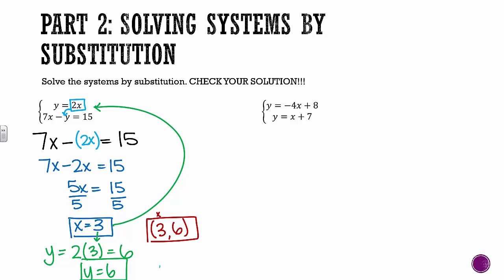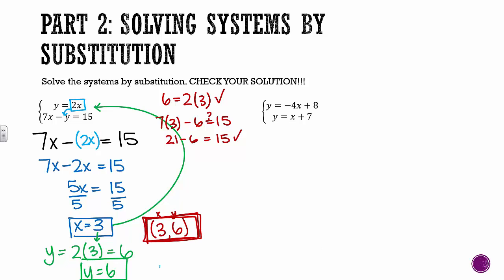Remember, this is our answer for y and this is our answer for x. Now it should work in both equations. If we plug it in the first one, does 6 equal 2 times 3? It definitely does. Second one's a little harder. We'll do 7 times 3 minus my y. I want to know if that equals 15. So 7 times 3 is 21. If you take away 6, you definitely get 15. So because it works in both equations, I know without a doubt that this is the correct answer.